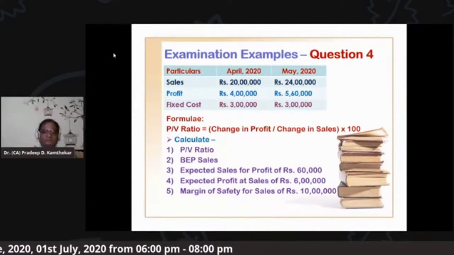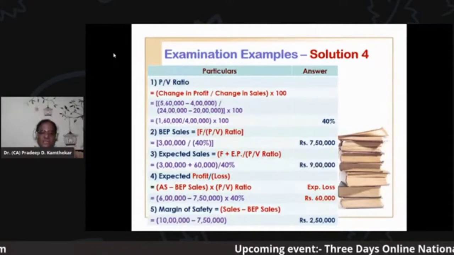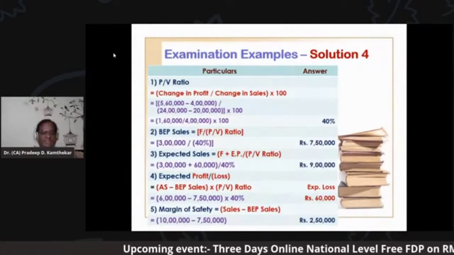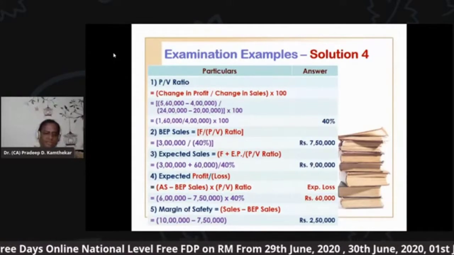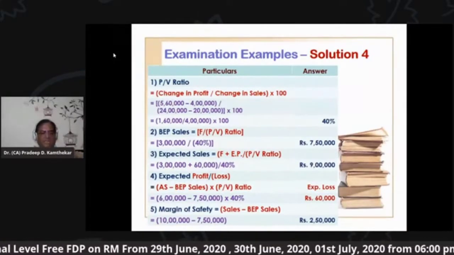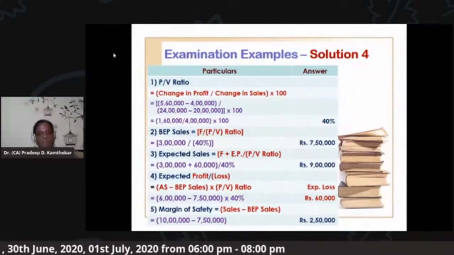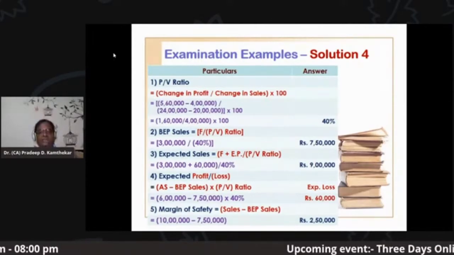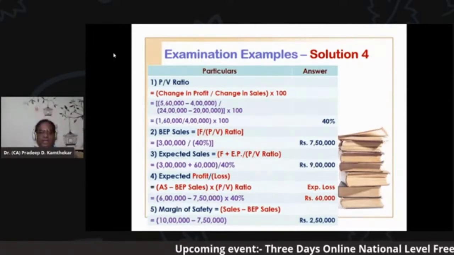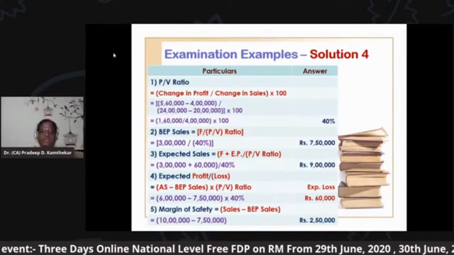So see this PV ratio, change in profit divided by change in sales. Now profit is directly given 5 lakh 60,000 profit is of May minus profit of April 4 lakhs. So increase in profit 1 lakh 60,000 divided by sales of May is 24 lakhs minus sales of April is 20 lakhs. So increase in sales 4 lakhs, 1 lakh 60,000 divided by 4 lakhs into 100. So PV ratio is 40%. Change in profit divided by change in sales.